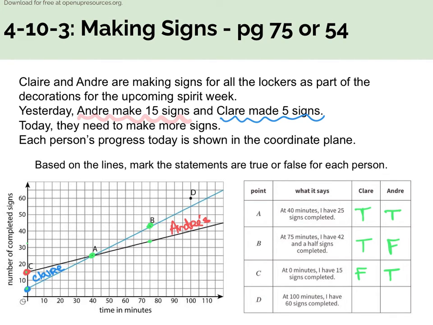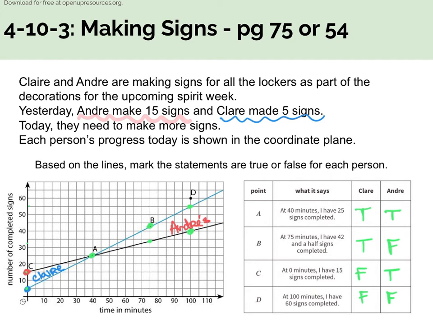And then at 100 minutes, I have completed 60 signs. So Claire is the blue line. Has she made 65 or 60 signs? Well, no, that's false. She only made 55. And then Andre, he's the black line. At 100 minutes, he only made 40. Does he have 60? No, that is false.